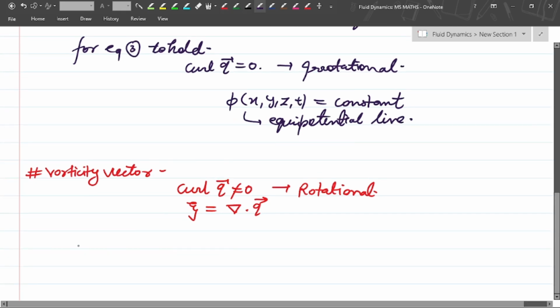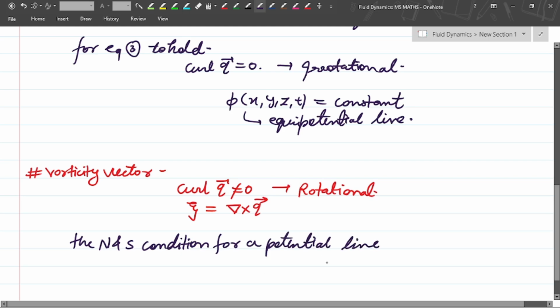Oh, sorry, it is not a dot product. It is a cross product, because of the curl. So the necessary and sufficient condition for a potential flow is that xi will be 0. It means that del cross q vector is equal to 0.